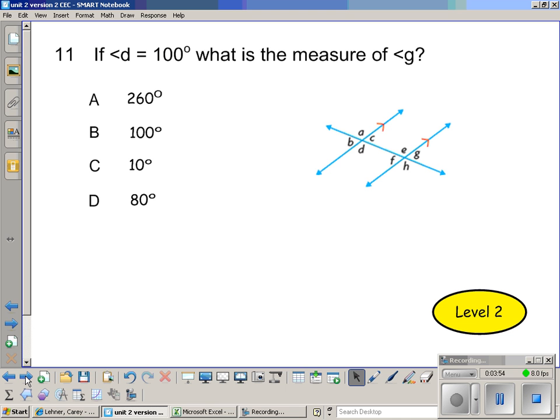D is 100. What is G? D and G don't have a direct relationship. So there's different ways we need to go about this. We can look at D and E are alternate interior angles, which means they are the same. So angle E would have to be 100 degrees. E and G are supplementary. They form a straight line. So if E is 100 degrees, G would have to be 80 degrees, which is D.